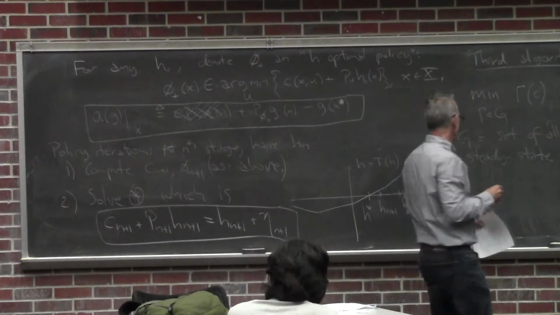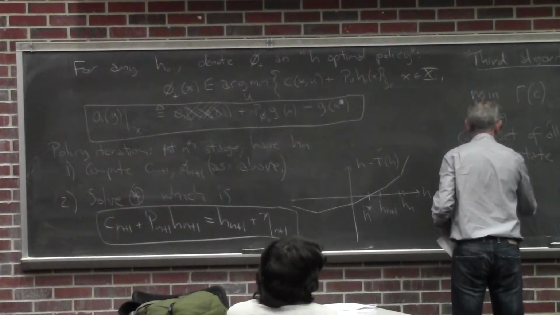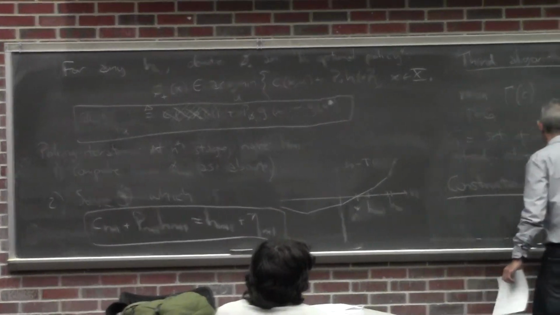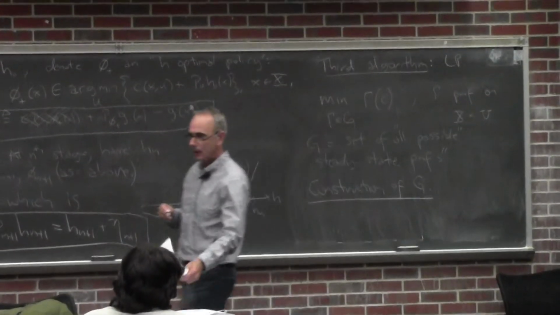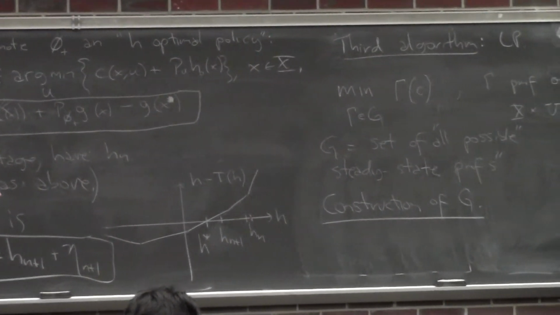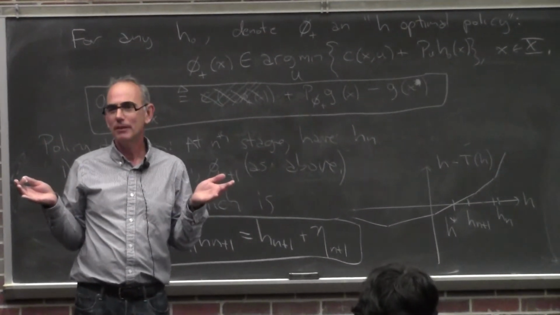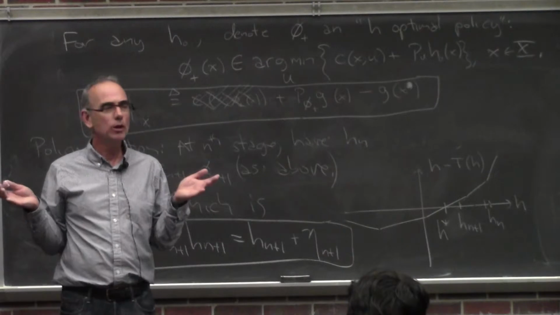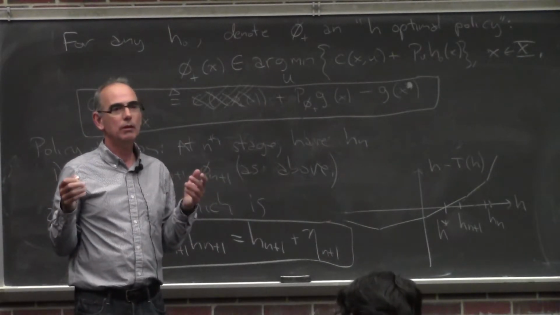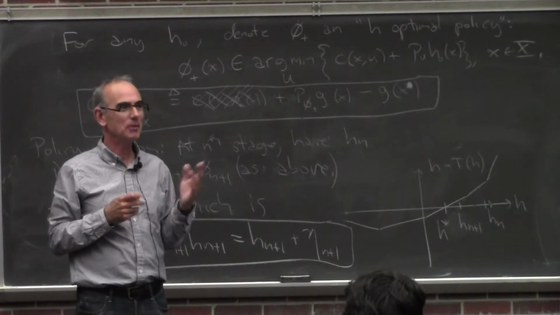So here's how to construct G. In that simple problem, how many policies are there for the homework? I think I asked you to compute how many. Did anybody work it out? Well, yeah, how many? It's eight policies for that homework problem, something like that.